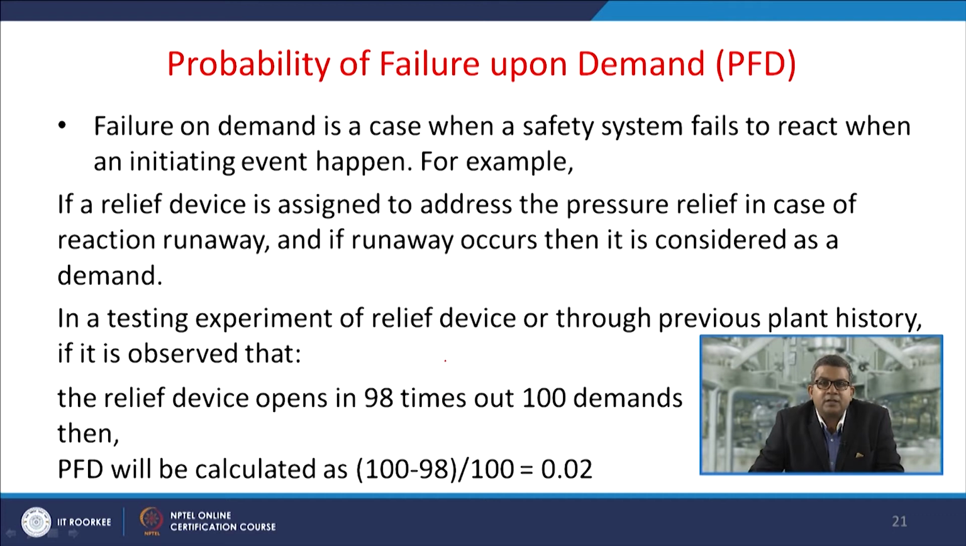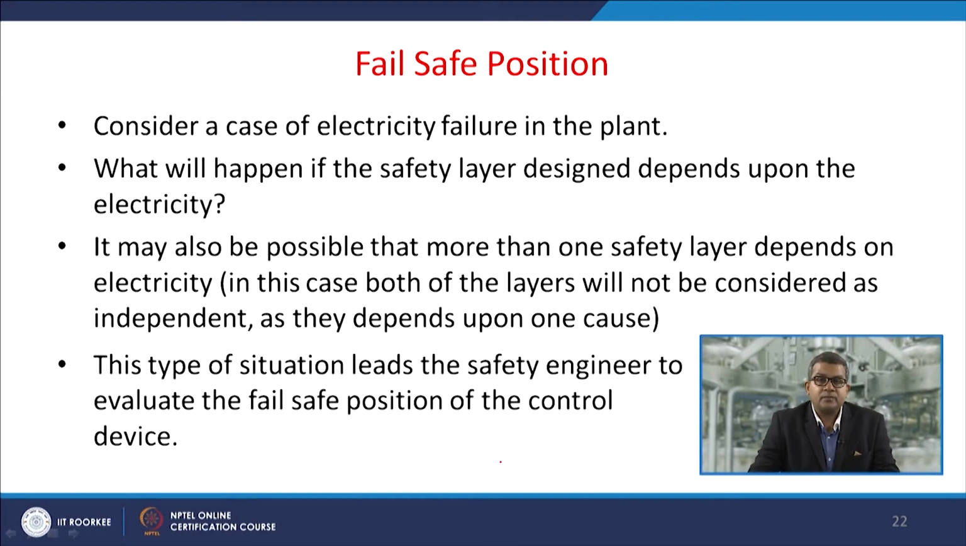So in a testing experiment, or through previous plant history, if it is observed that the relief device opens 98 times out of 100 demands, then the PFD will be calculated as 100 minus 98, because 100 is the demand and 98 is the success. So the PFD would be 0.02.